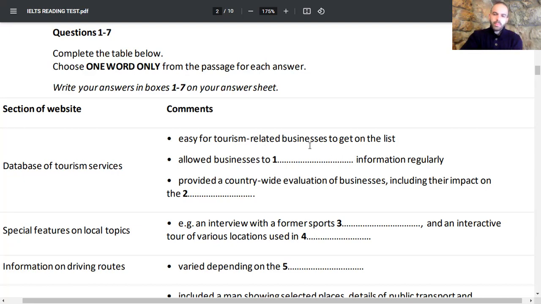Easy for tourism-related businesses to get on the list. So we have tourism-related businesses. It's a good word. So you have to underline this. So what did I just do right now? I underlined the keyword. That's what you have to do. You need to underline the keywords because these keywords might be written in a different way in the text. And that's what we call synonyms, okay?